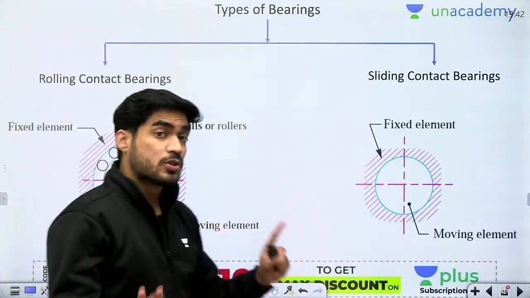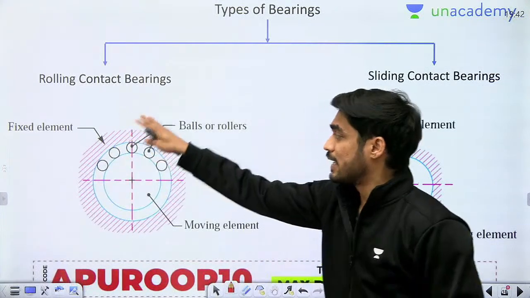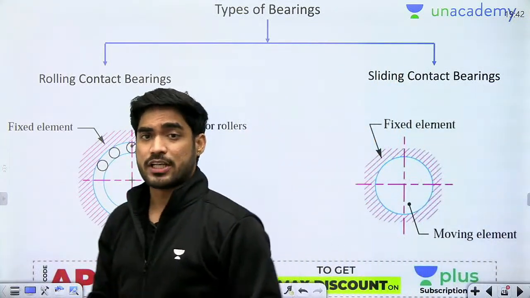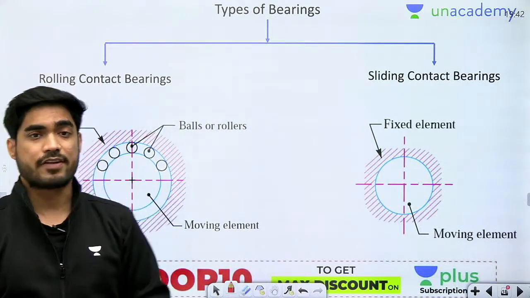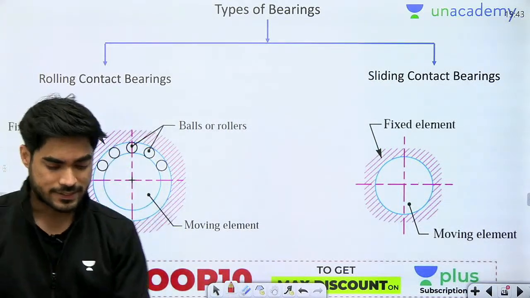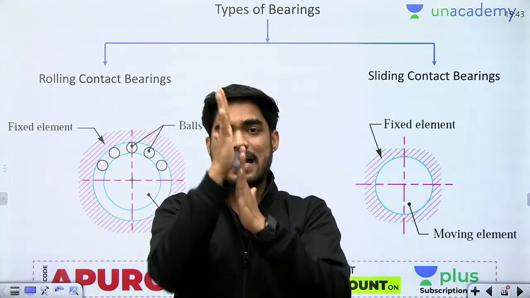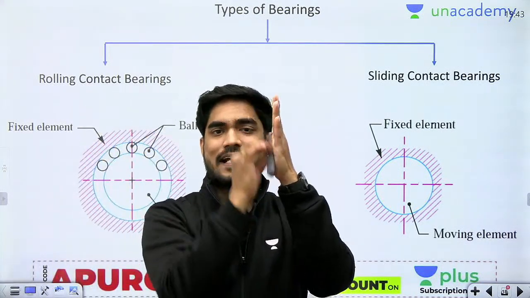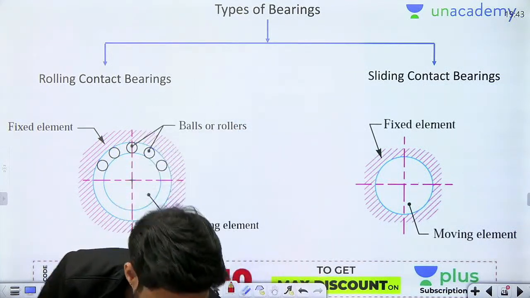Then we saw there are 2 types of bearing: rolling contact bearing and sliding contact bearing. Rolling contact bearing means the motion between the shaft and bearing surface is rolling motion, like this. And sliding contact bearing means the motion is sliding motion, like this, okay?